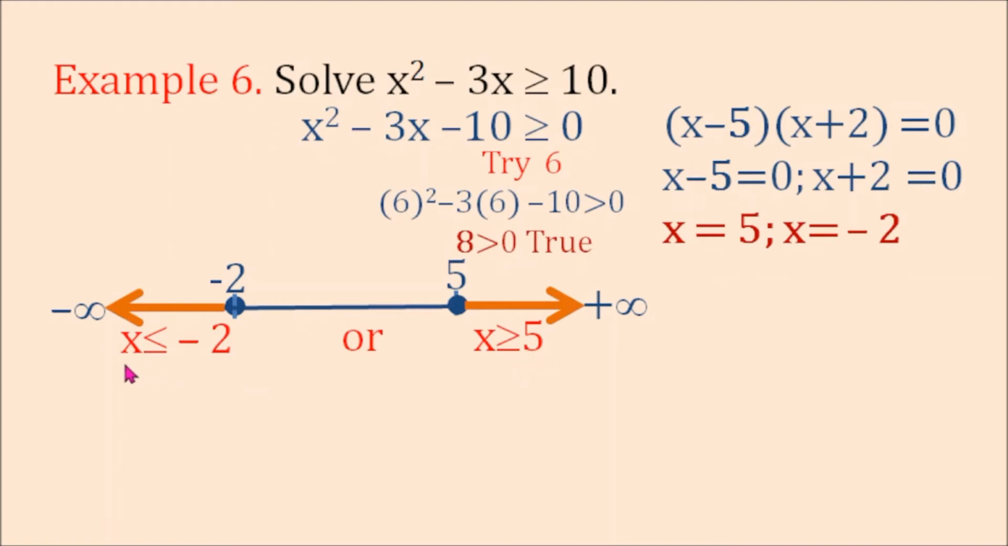We have another way of notating our answer. It's from negative infinity to negative 2, then union from 5 to positive infinity. Notice here that we use bracket instead of parentheses. So we use bracket if our inequality has the equal to sign. That means less than or equal to, so that's bracket. Greater than or equal to, bracket also.